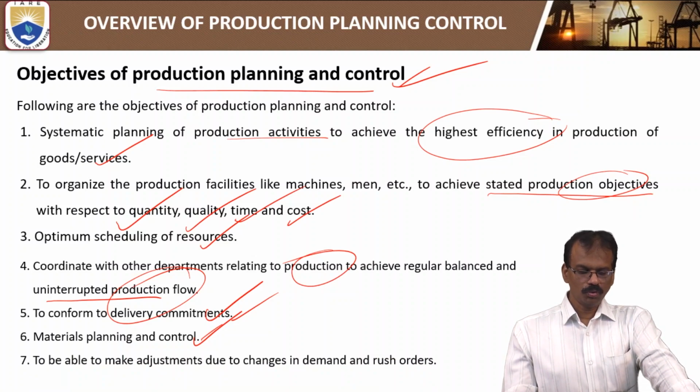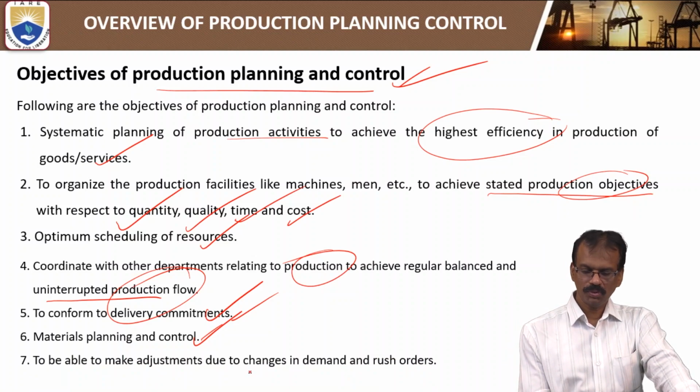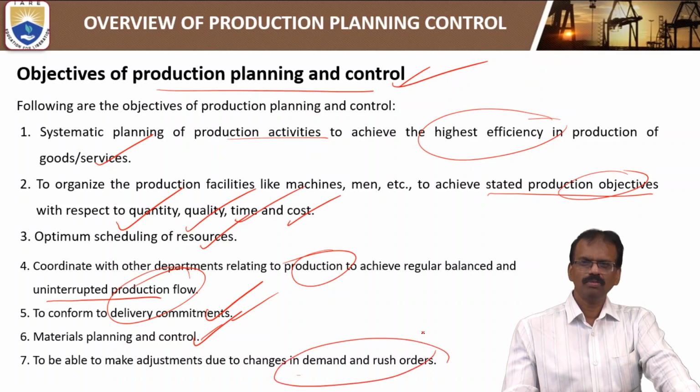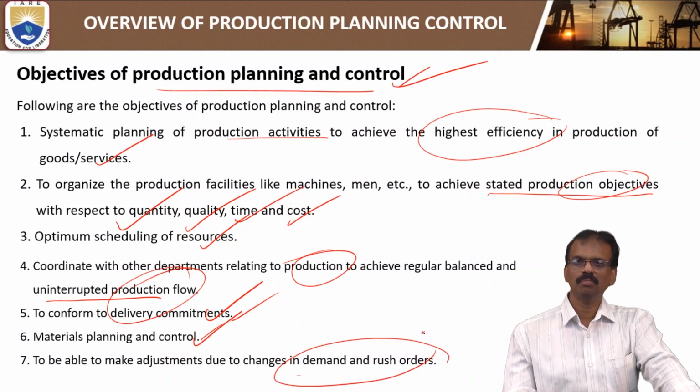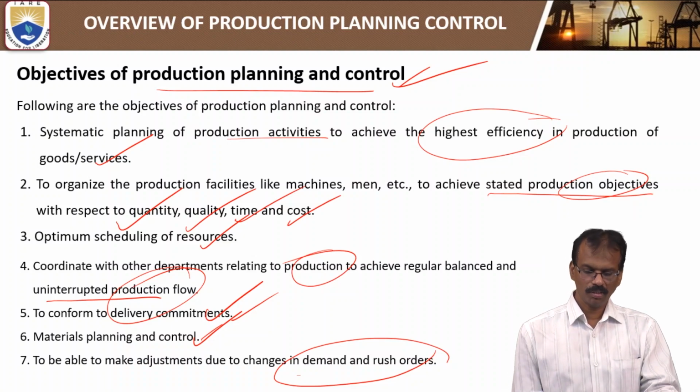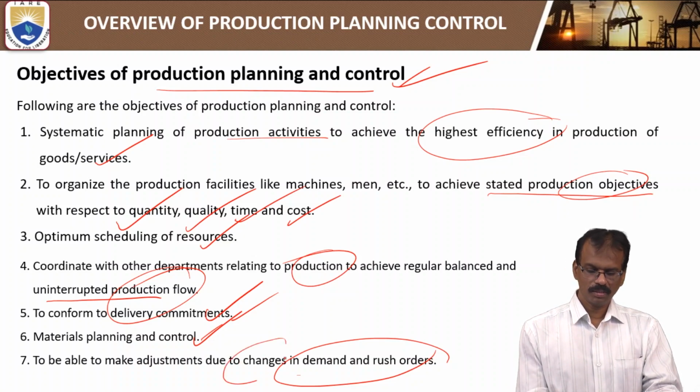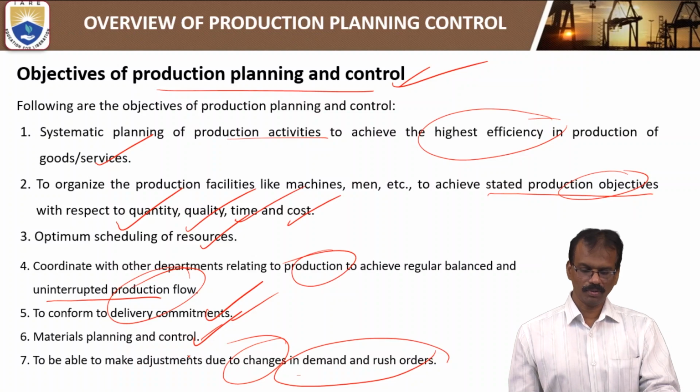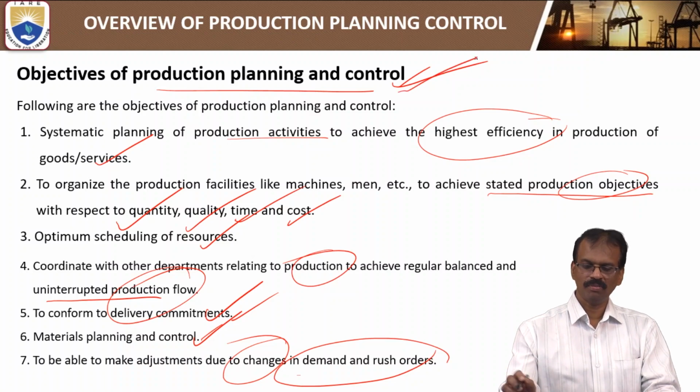So next one is the seventh: to be able to make adjustments due to changes in demand. According to the current demand in the markets, we can increase the production rate, or we can decrease the production rate. For this, how to change the system, the controlling of the system, production planning control is very important.